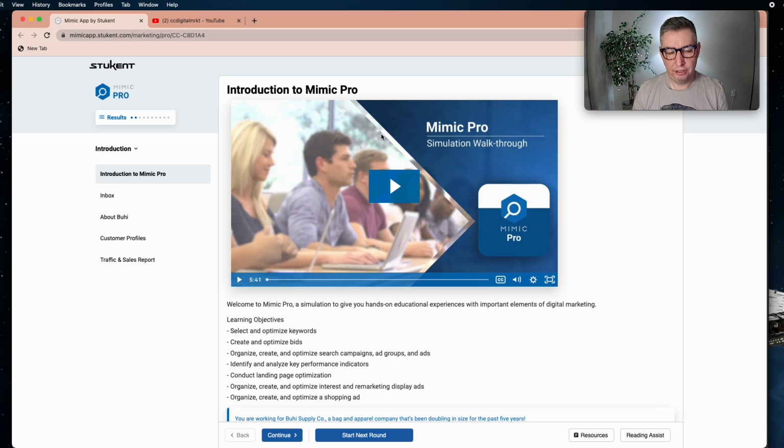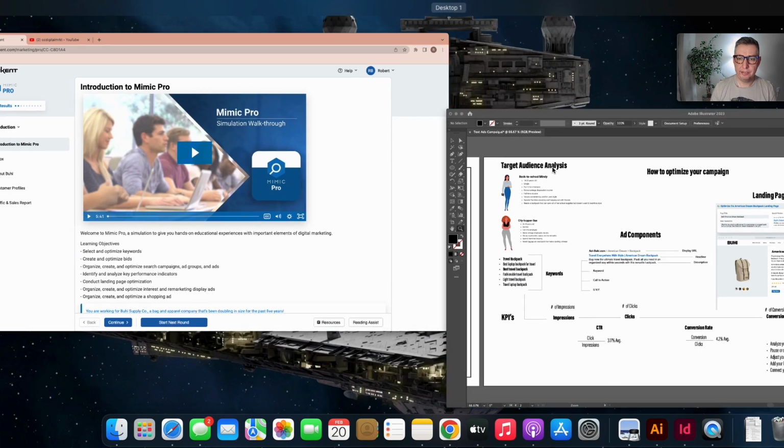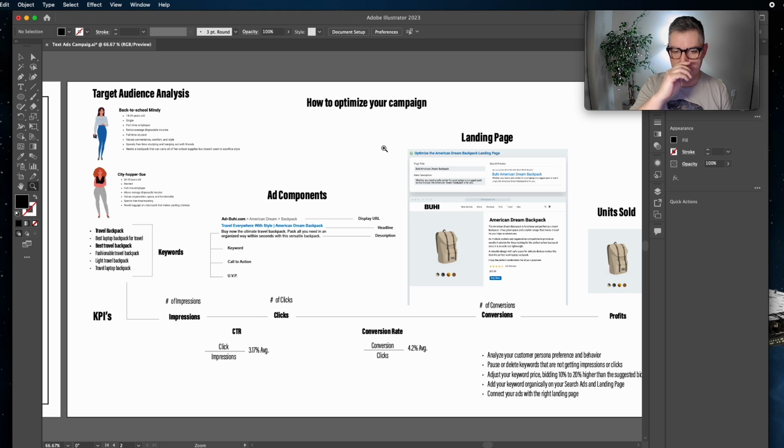It's been challenging. The new version is a big challenge for everyone. So we are trying to learn together here. So today we're going to focus on the second round, more specifically on the optimization process.